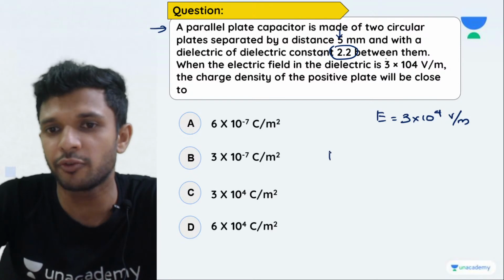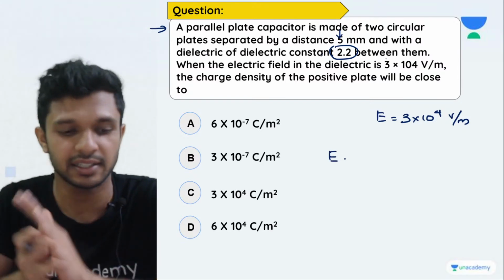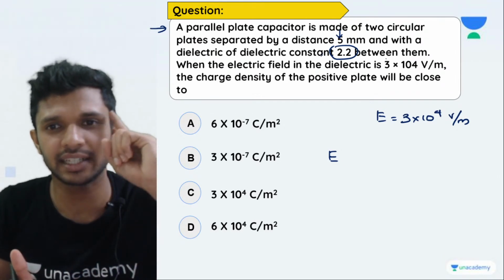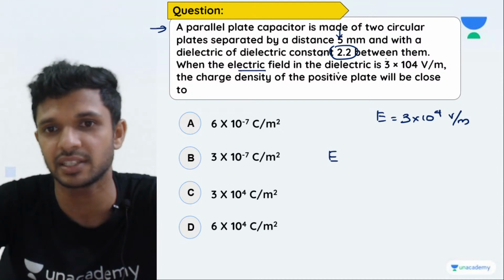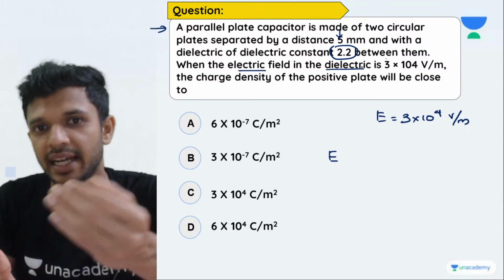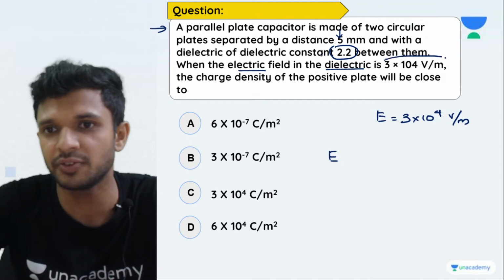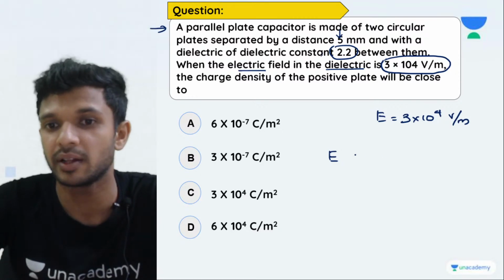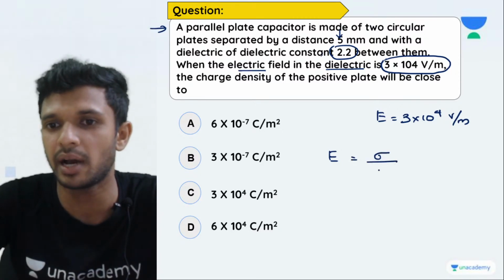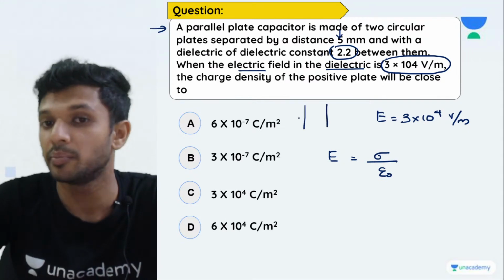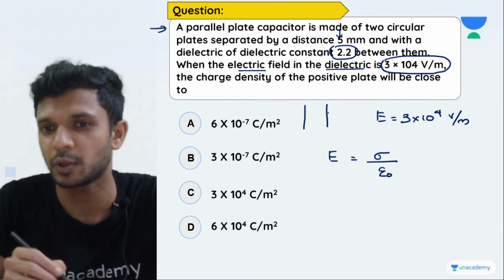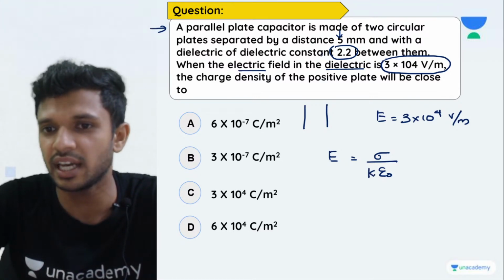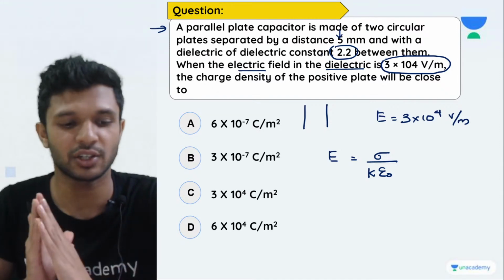Now, what is the formula for electric field in the dielectric? How many of you know the equation for electric field in the dielectric? Let us start step by step. Those who don't know how to start a problem, I'll tell you. Here the electric field value is given, so first go for the equation for electric field. Everyone will say sigma by epsilon 0, the electric field between two parallel plates. But here there is a dielectric, so instead of epsilon 0, it is K times epsilon 0. What is K? The dielectric constant.